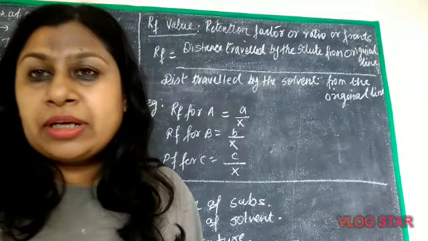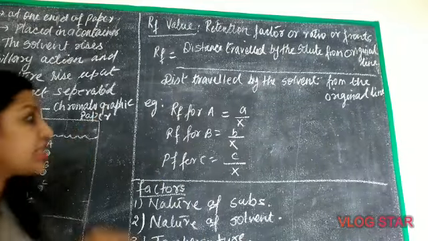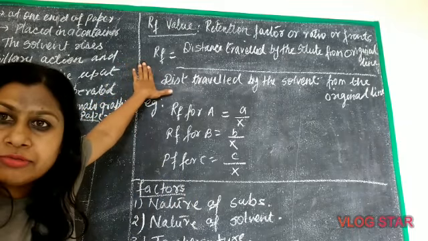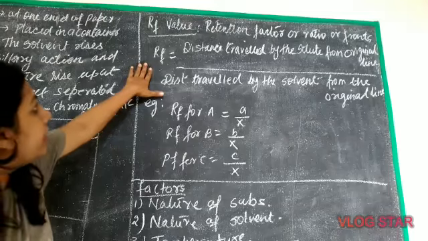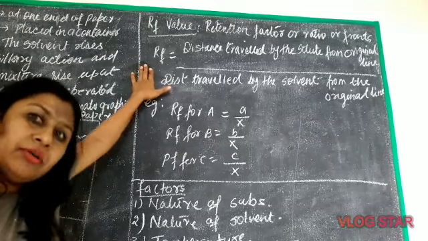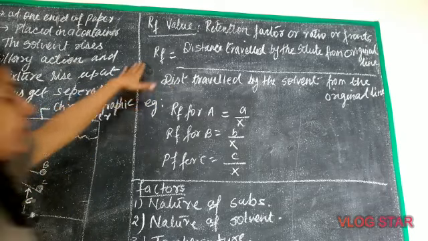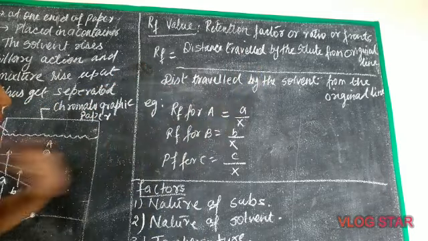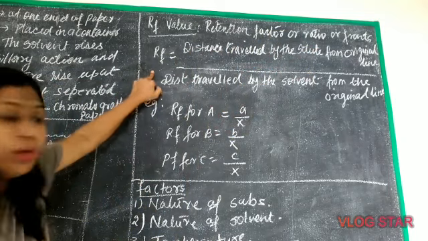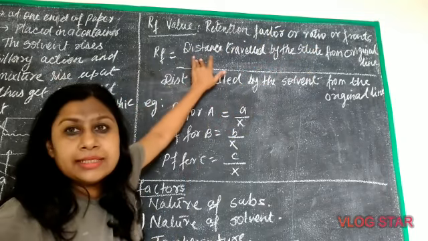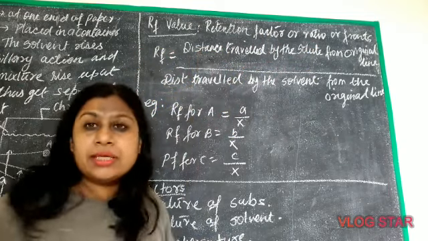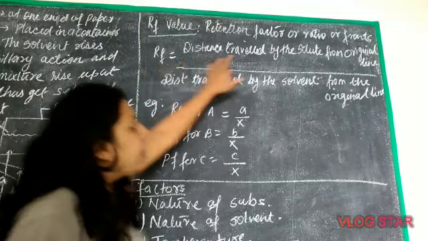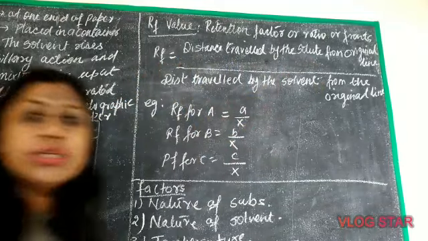Now when you have completed this procedure, the next step is you have to find the RF value. What is RF value? RF is the retention factor, or you can say retention ratio or retention front. How do you calculate it? It is the distance traveled by that particular solute. See, the RF value will come for each individual component. It is the distance traveled by the solute from the original line.